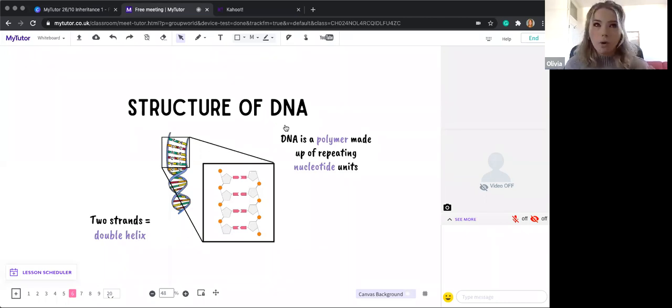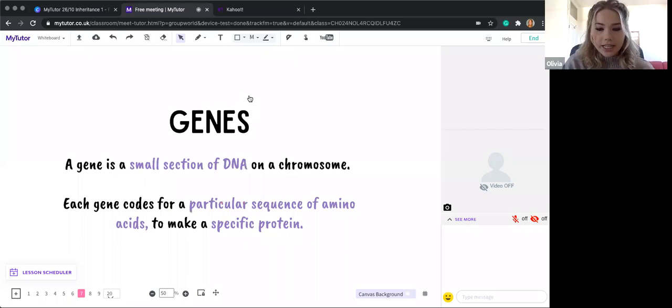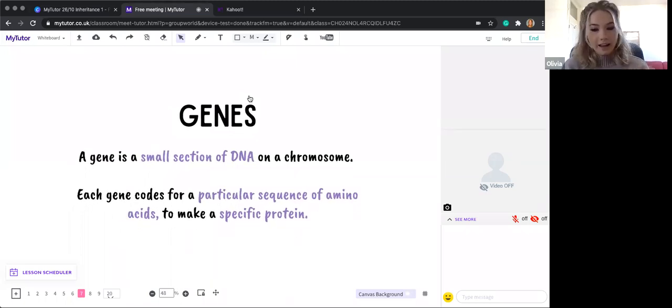It's sort of like a brick wall is made up of many bricks, or a chain is made up of many little links in that chain. That's what DNA is like. It's made up of these many units, and they form two strands. So a gene, as we've already said, is a small section of DNA on a chromosome, and it codes for, and when we say codes for, it's sort of like a recipe book, a recipe that gives us a particular protein, and proteins are made up of amino acids.